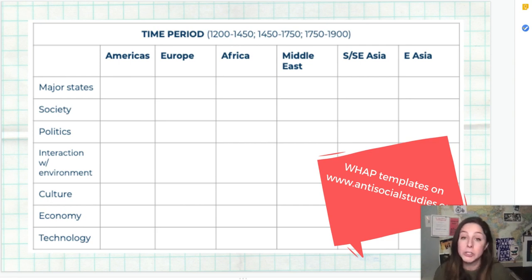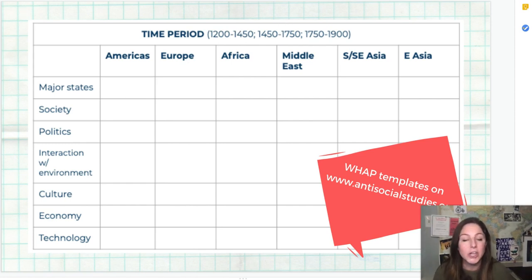In AP World, you need to include regions, right? Because we're studying the whole world. In US History, you might still include maybe different regions of the US, same in Europe. It kind of depends on what you think would be the most helpful. But what you would do is you would have one of these for each of the time periods covered in your class. So for world history, you would have one for 1200 to 1450, 1450 to 1750, and so on.